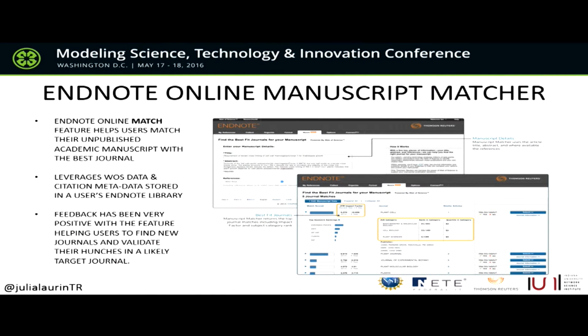The other side of the coin here, on EndNote Online, this is on EndNote Web, is a manuscript matcher for helping to answer the question of where should I be submitting my draft publication for a journal, right? So this is a big question as well, and a very important question for a researcher and their career. So we, again, apply the same concept of a fingerprint of the manuscript, the cited references in that manuscript, and the EndNote library, and apply that to WoS data to suggest and recommend other journals.